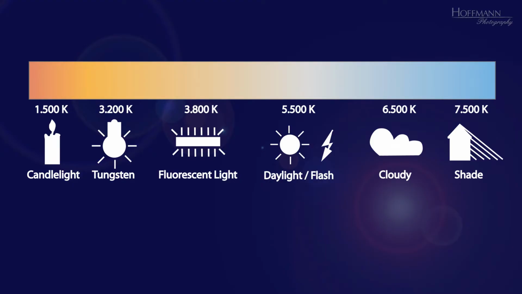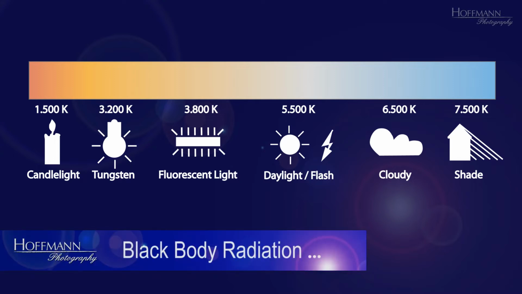Now let's have a look at the different light sources and their color. This illustration shows the so-called color temperature, measured in Kelvin, of typical light sources we have to deal with in photography, ranging from reddish to bluish. If you're wondering why there are no natural green or purple light sources, Google blackbody radiation, a topic that is way beyond the scope of this video.